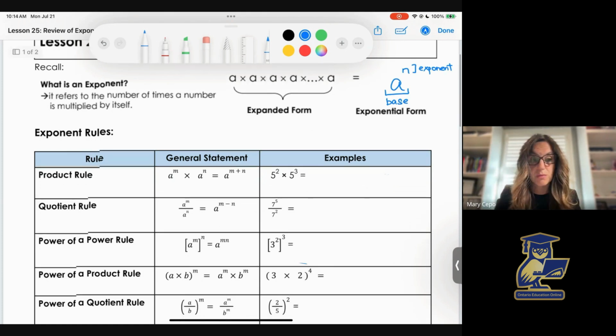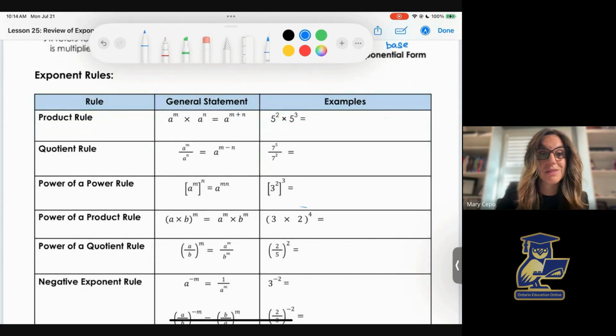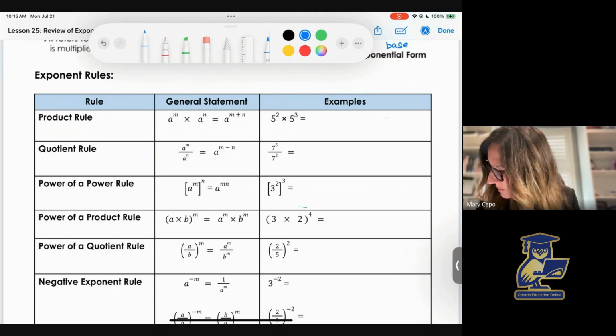So let's start with the product rule. The product rule tells us when we multiply powers with the same base, we add those exponents. And again, this only applies if the bases are the same. Okay? So looking at 5 to the exponent of 2 times 5 to the exponent of 3, we would keep the base and we would add those exponents. So 2 plus 3 would be 5 to the power of 5.